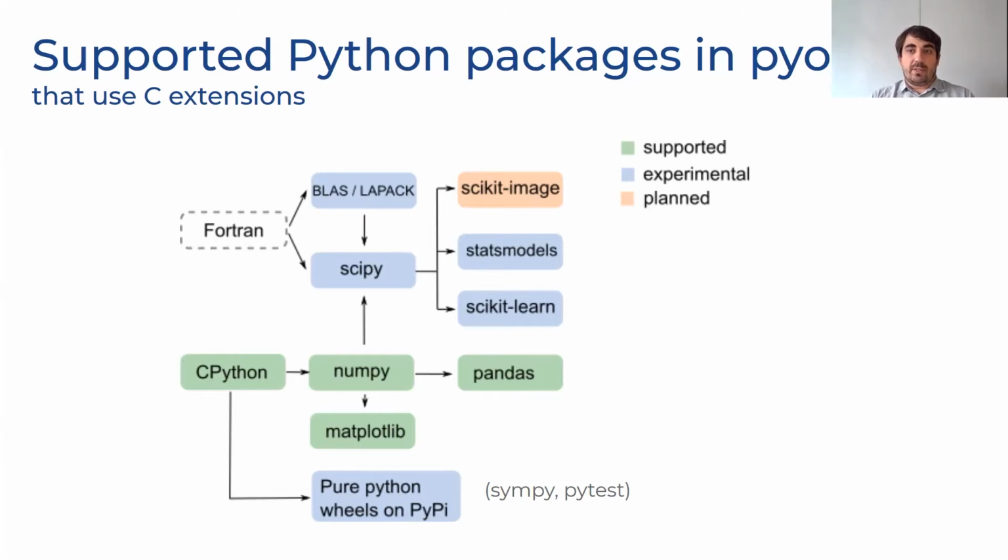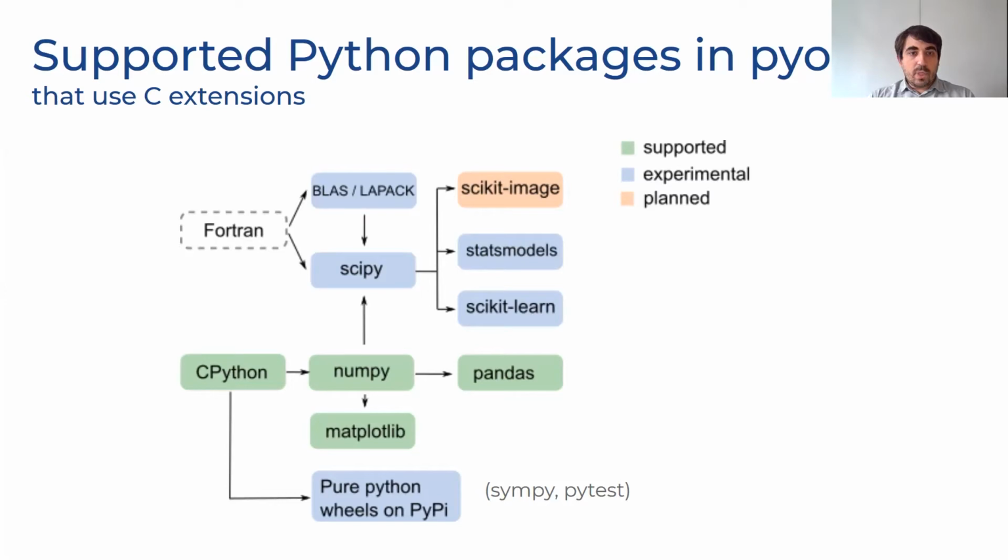And as a result, packages that depend on SciPy are also experimental, even though by themselves they build fine, because they rely on SciPy. They can run into edge cases when things don't work. So those are scikit-learn, statsmodels, and scikit-image, hopefully soon.